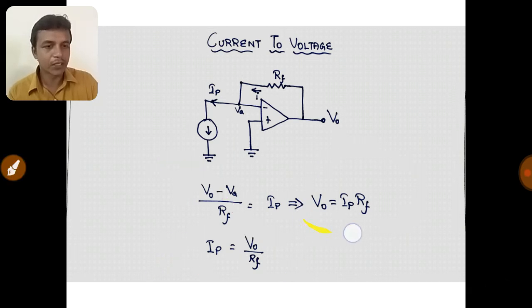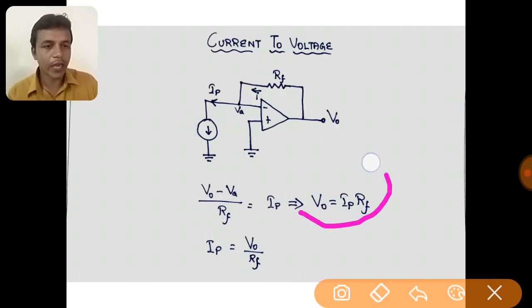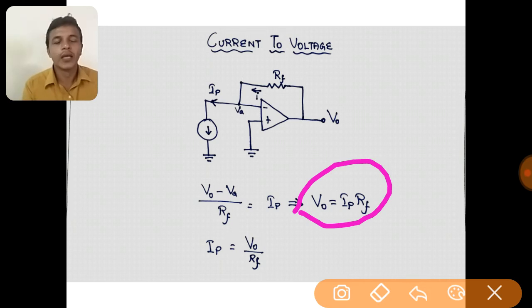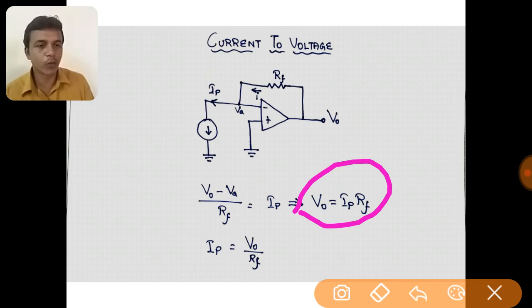So from this equation, V0 is equal to IP into RF, we can conclude that the output voltage produced in this circuit is directly proportional to the current that is given in the input side. So we can say that this is a current driven voltage source, and the voltage can be given to any device which is operated by voltage, not by current. So this is how this circuit works.